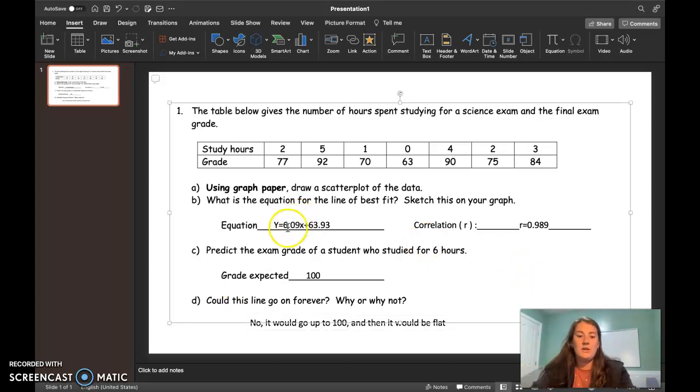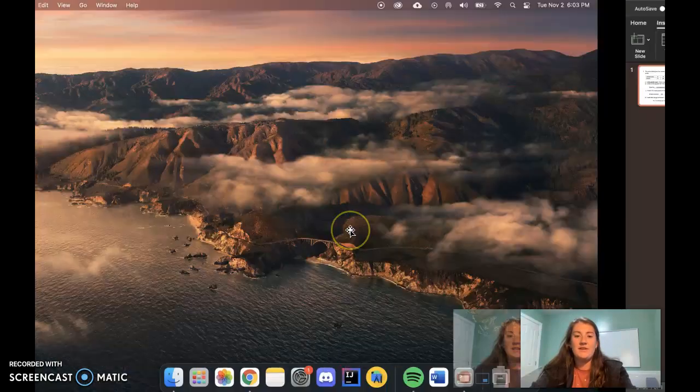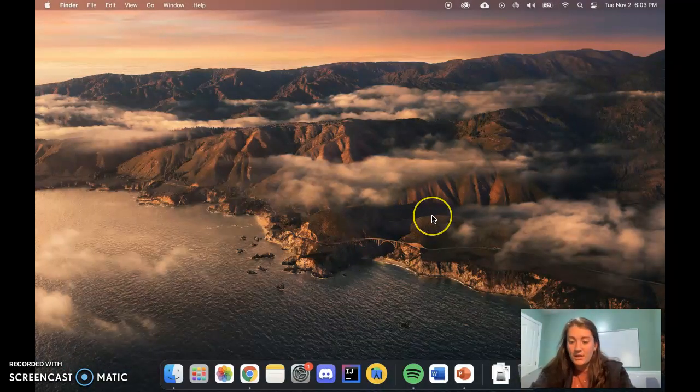But that's how you get the line of best fit from Desmos. It's just plugging those in. You have to make the table. So follow those instructions and you should be good to go.